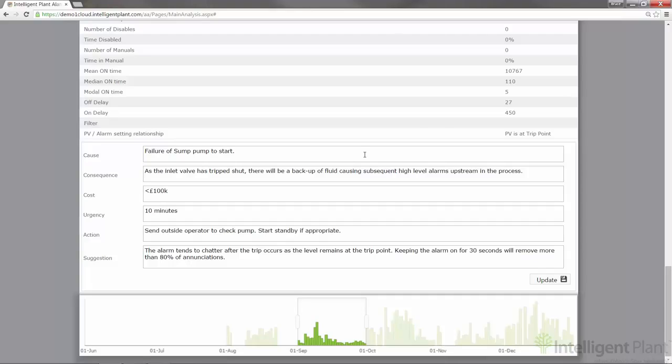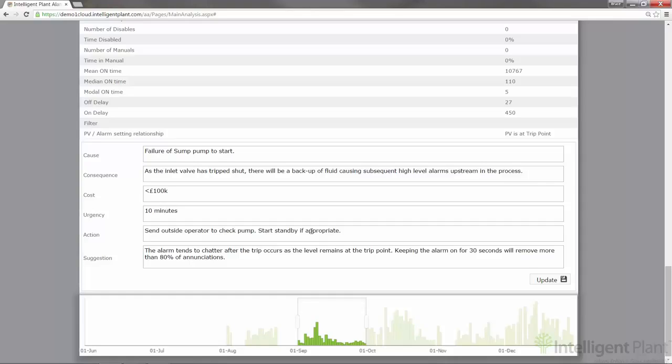So in this case we have the cause, which is the failure of the sump pump to start. We have a consequence, which is the inlet valve has tripped shut. There will be a backup of fluid causing high-level alarms upstream in the process. There is a cost, less than 100k. There is an urgency. That is how long it is before we must react to prevent the consequences occurring, which in this case is 10 minutes. And there is an action. Get the outside operator to check the pump and start the standby if appropriate.